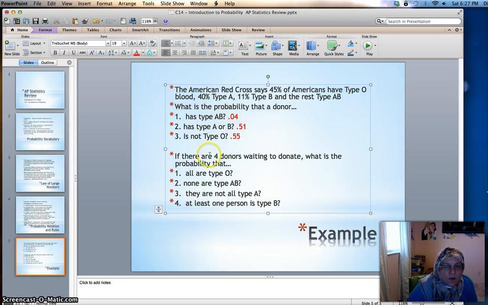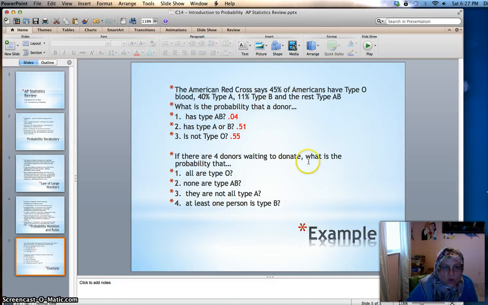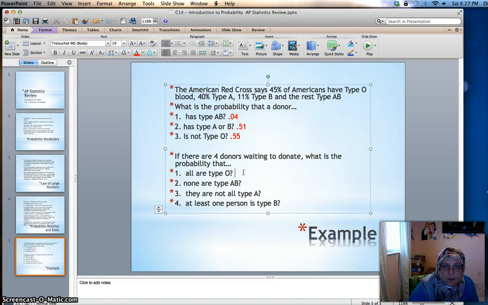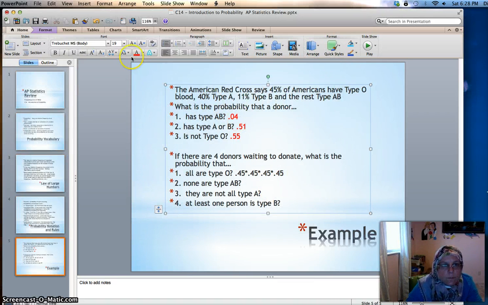There we go. Now what if we have several donors in line? That's where we might get into these intersection questions. All right. So if there are 4 donors waiting to donate, what is the probability that all are type O? So we have 4 type O's, so that's going to be 0.45 times 0.45 times 0.45 times 0.45, or I might just do 0.45 to the 4th on my calculator. Either way, we get about 4% or so.